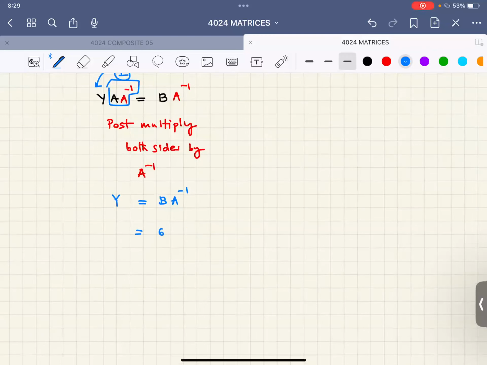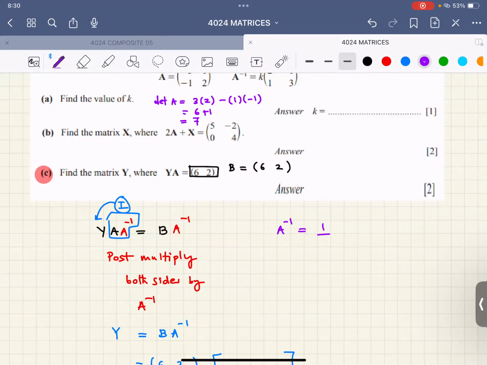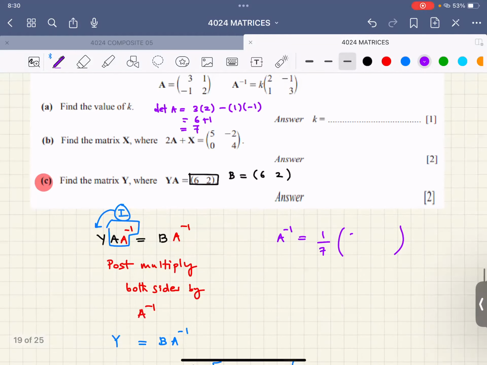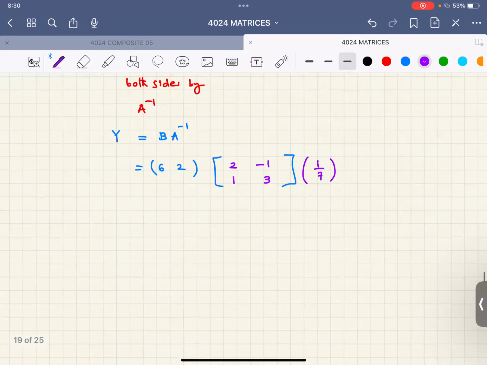So B is 6, 2. And A inverse I can find out very quickly. So this is A over here. The determinant of A is 3 into 2 minus 1 into negative 1. That is 6 and this is positive 1, so 7. Therefore, A inverse is 1 over 7. These two change places, 3 and 2, and these two change sign, negative 1 and positive 1. So this is 2, negative 1, 1 and 3. And 1 over 7, I'll multiply at the very end. It doesn't make a difference.